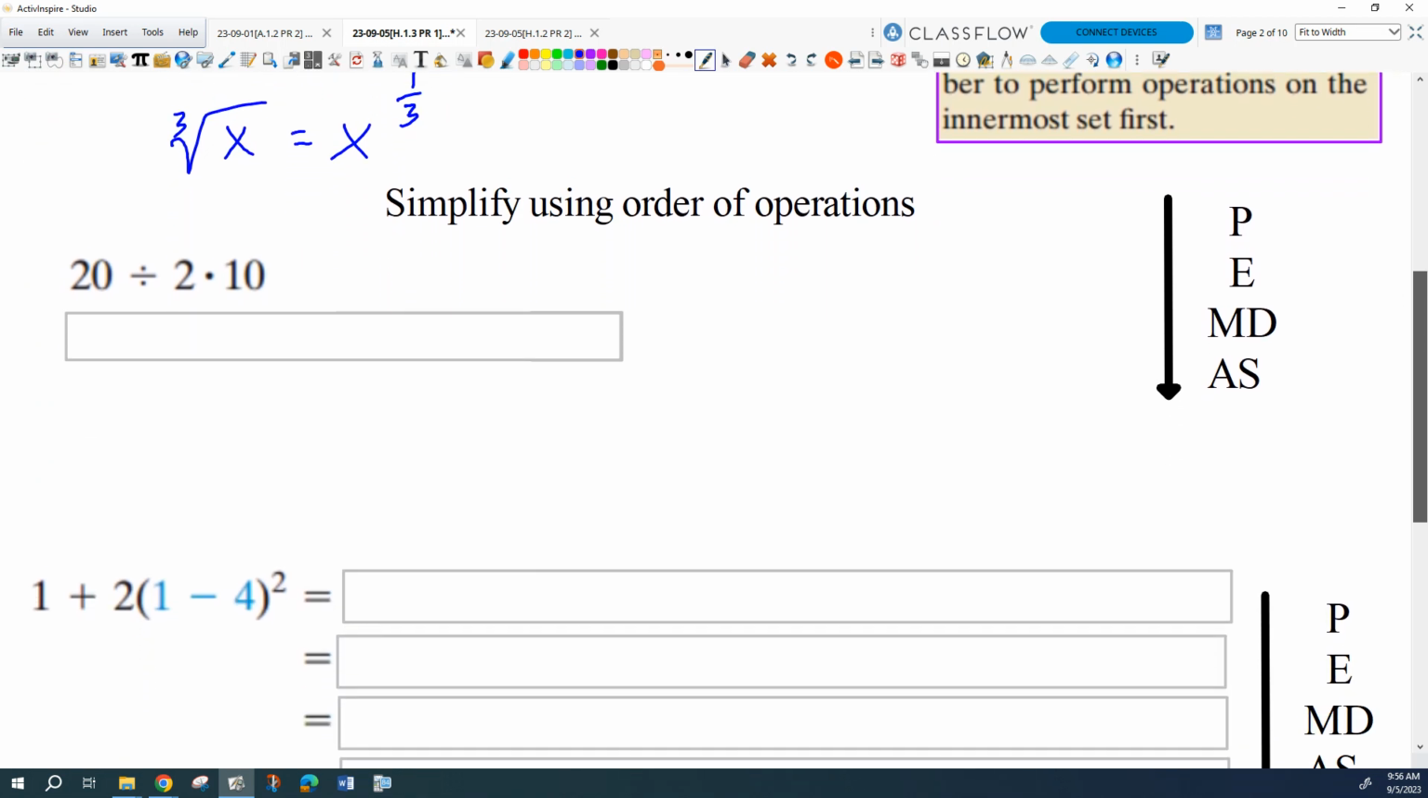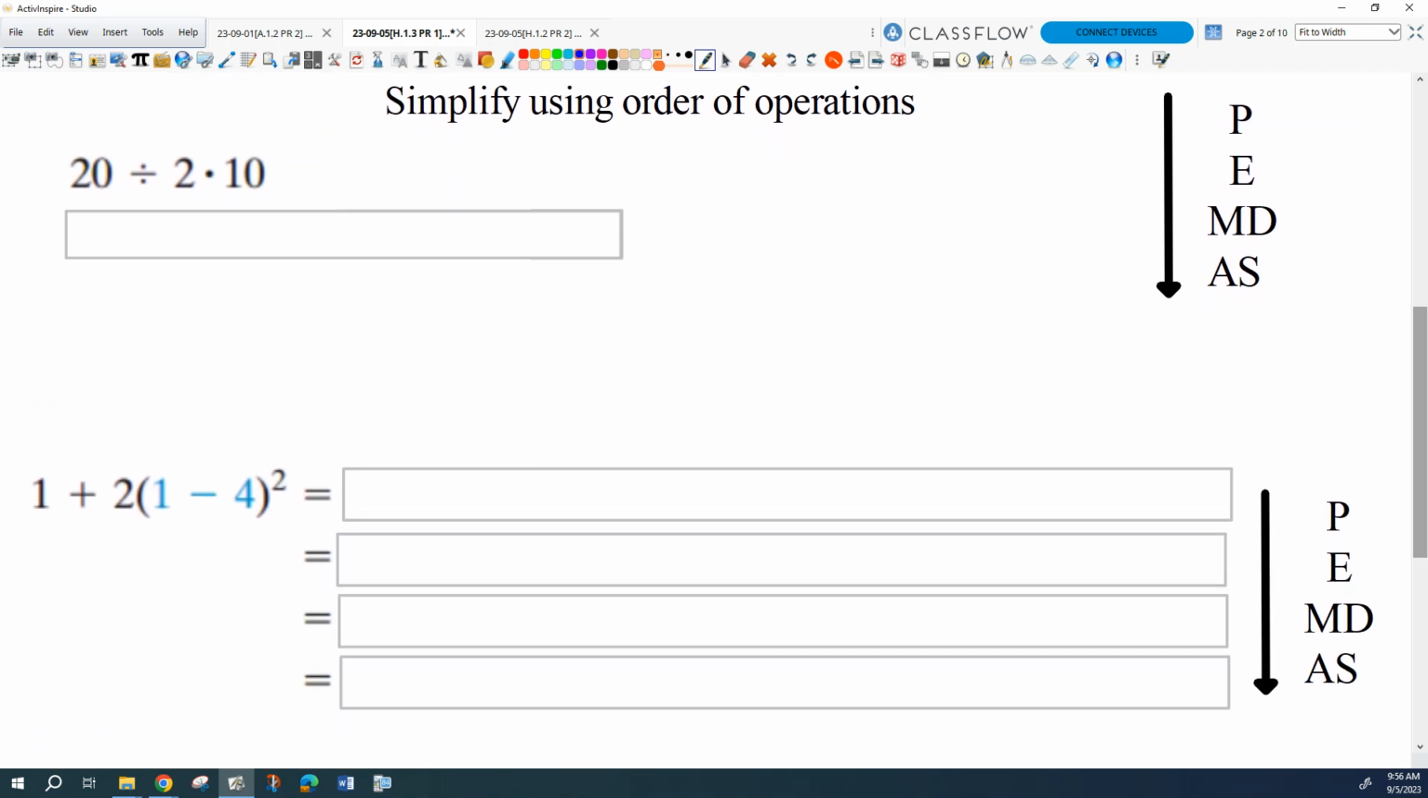Okay, so let's just try a couple examples. So 20 divided by 2 times 10. Okay, you guys talk about that amongst yourselves here real quick. Just check each other. What's the answer going to be? I'm hearing some different things. What's it going to be?